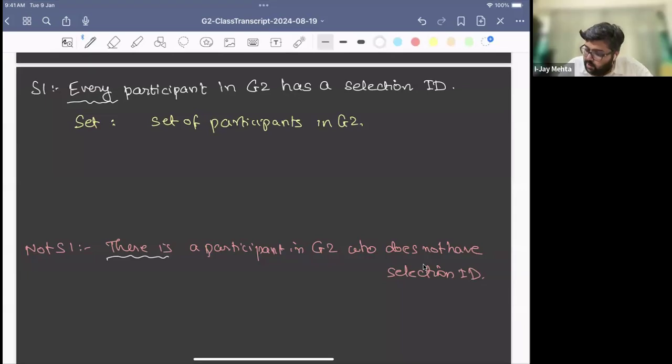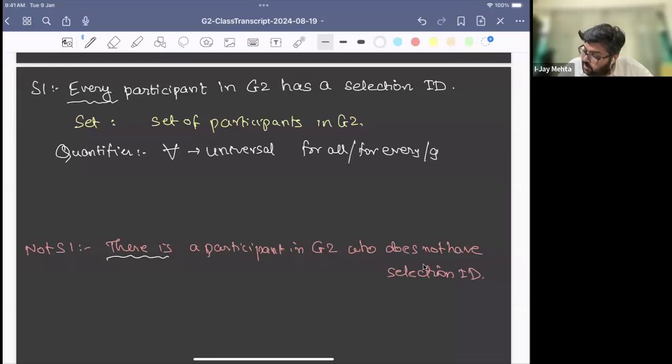Okay. So there is a quantifier involved, right? Here the quantifier is for every. This is called the universal quantifier. We say for all, or for every, or given any. Sometimes we say given any participant, given any person in this room, everybody has a selection ID. In English we have many phrases, but we normally use for all, for every, or given any. Given any is better. Given any participant in G2, they have a selection ID.